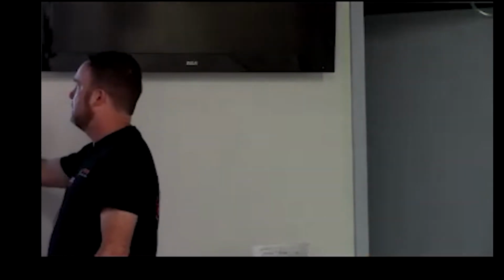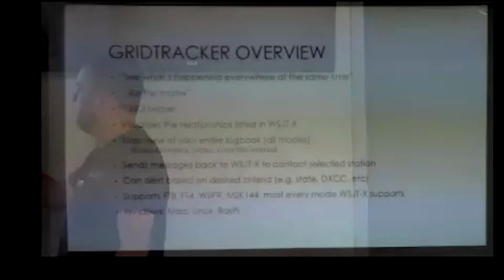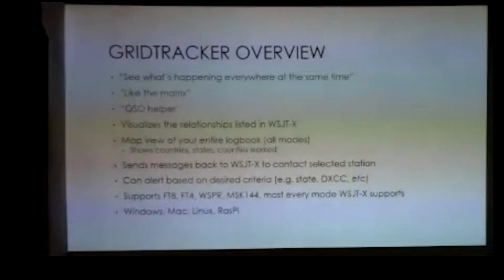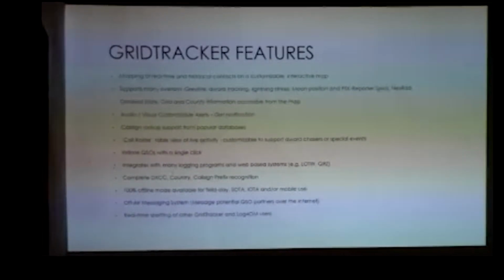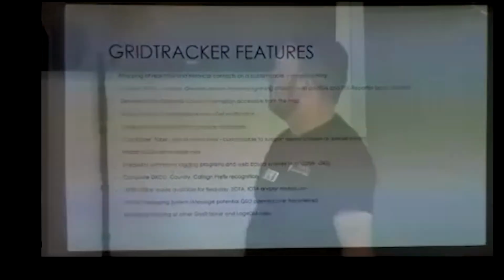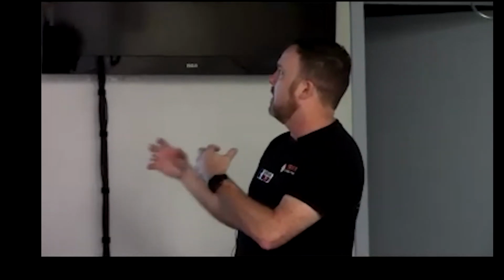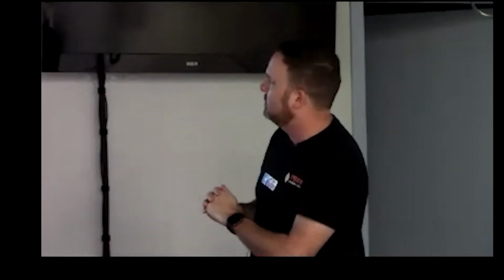It supports not just FT8, but most of the other WSJTX modes as well. And it works on Windows, Mac, Linux, and Raspberry Pi. So this is just another longer list I've extracted from GRIDTRACKER.org. Mapping of real-time and historical contacts. Again, it pulls up all your logs and puts them on a map. You can see who you've talked to.